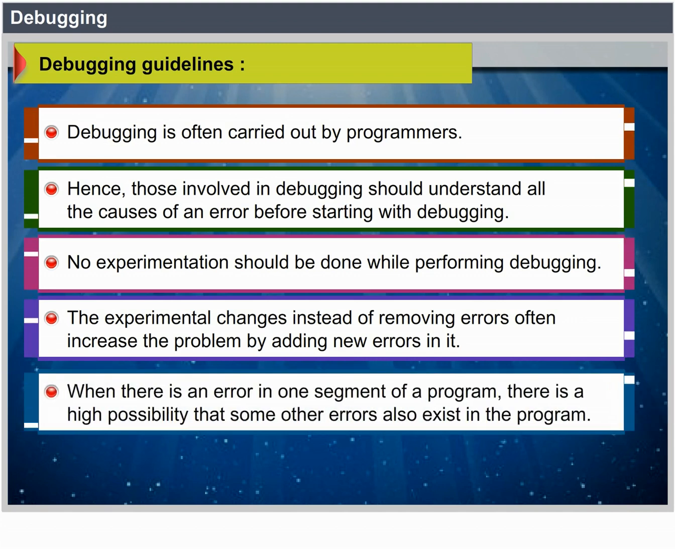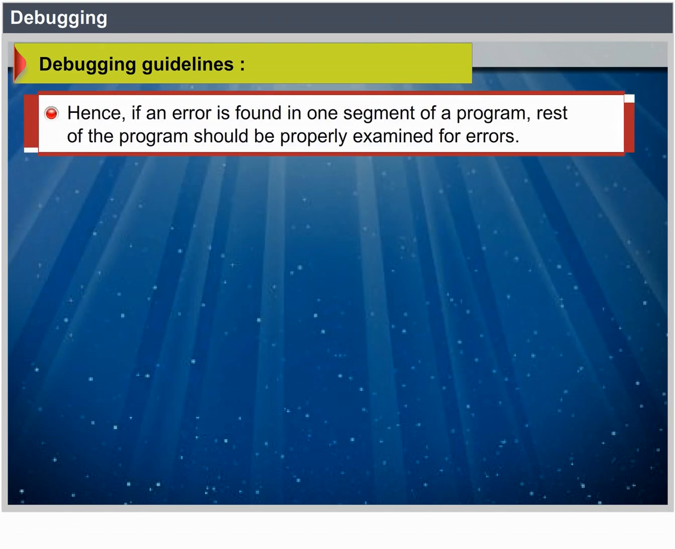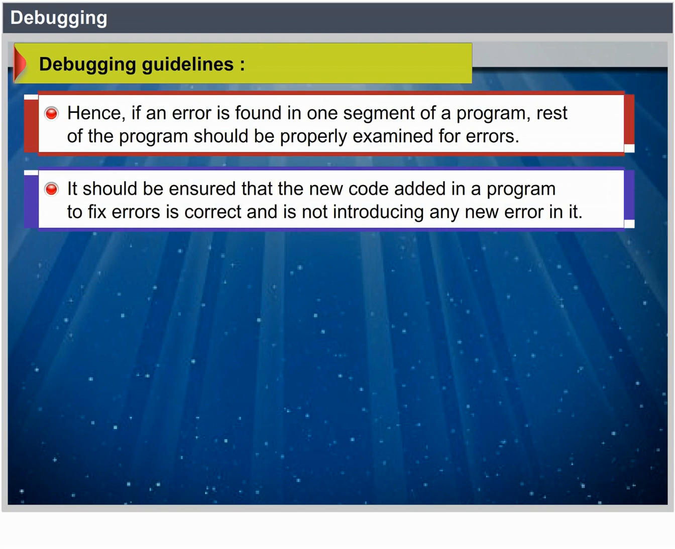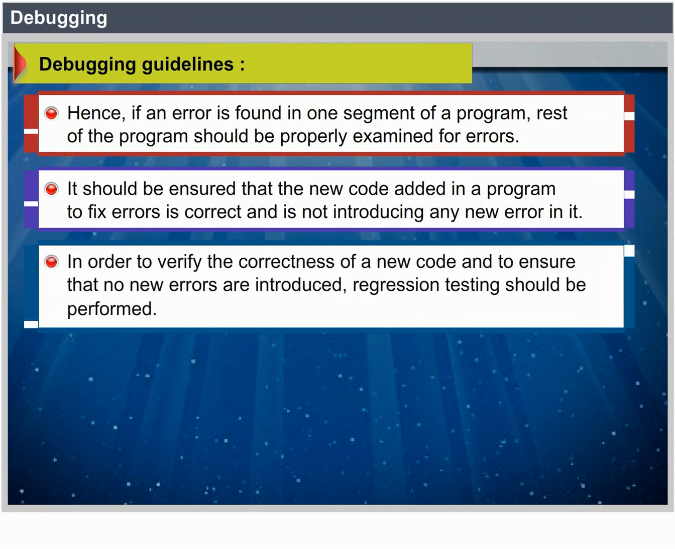When there is an error in one segment of a program, there is high possibility that some other errors also exist in the program. Hence, if an error is found in one segment of a program, rest of the program should be properly examined for errors. It should be ensured that the new code added in a program to fix errors is correct and is not introducing any new error in it. Thus, to verify the correctness of a new code and to ensure that no new errors are introduced, regression testing should be performed.